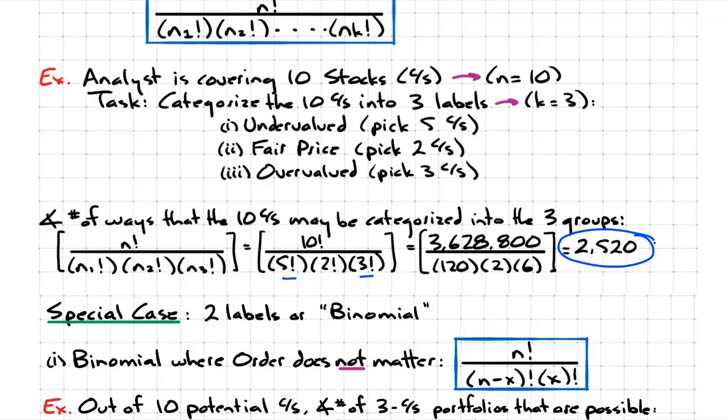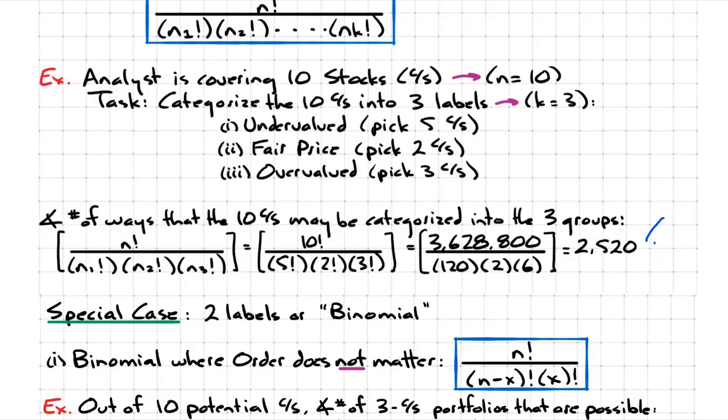So let's just interpret this. There are 2,520 ways in which 10 stocks may be categorized into these 3 groups. Because remember, every time you move one stock from one category to another, that represents a new count. So you could see how it'll add up to 2,520 possibilities.